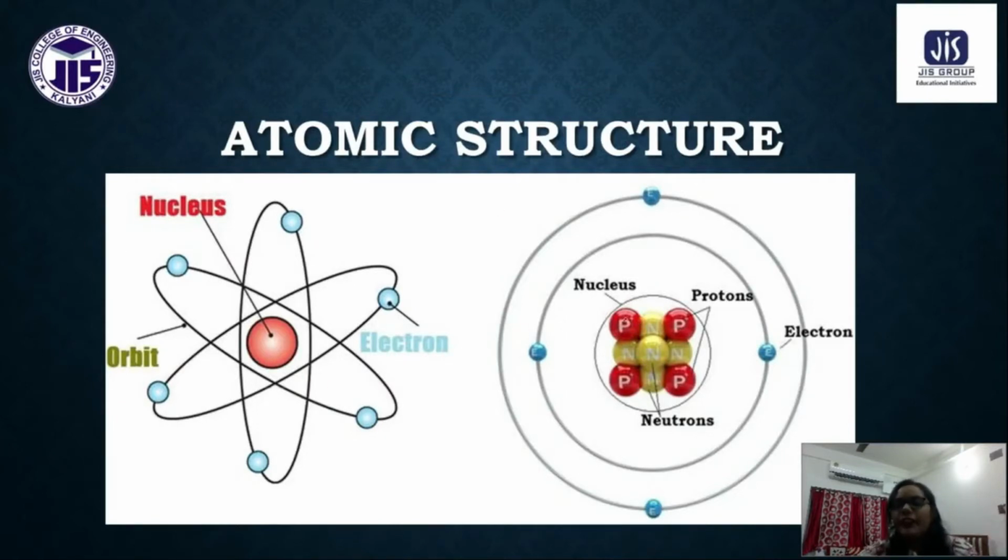From the modern theory, we can know the arrangement of the electrons, neutrons and protons. In the nucleus we have the protons and neutrons, and around this nucleus the electrons will be revolving, moving around. So this is the overall atomic structure of any element that we have in the periodic table.